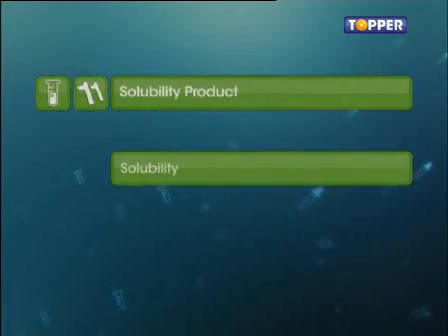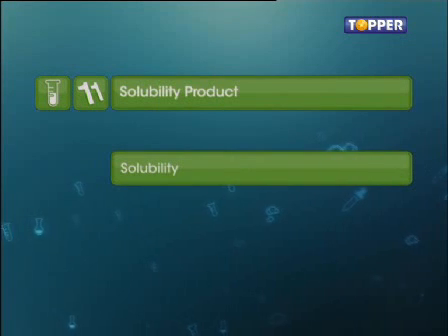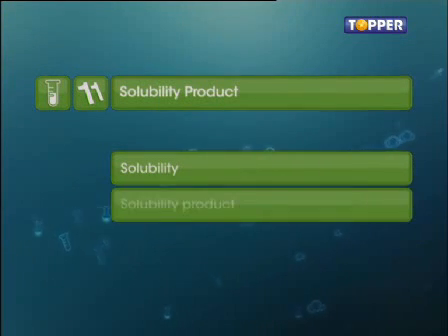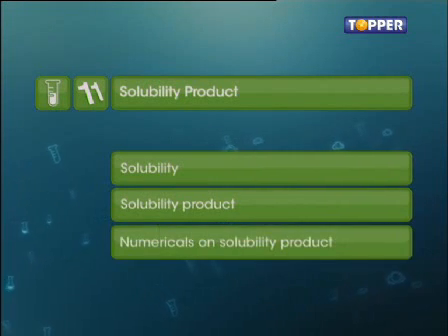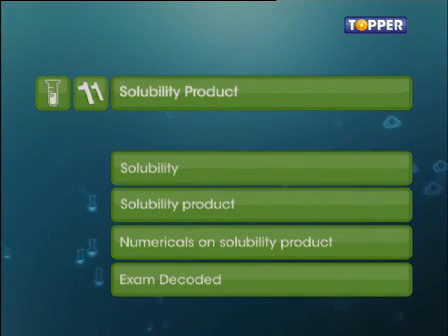Hi, you are in the studio with me, Devabrata Goswami, and today we will discuss the topic Solubility Product. In this episode, we will discuss solubility as well as get introduced to the concept of Solubility Product. Then we will solve some numericals based on these concepts and wind up with the exam decoded section.